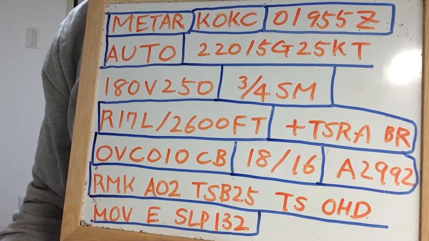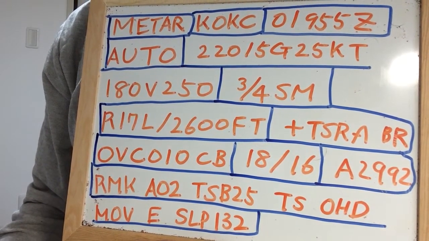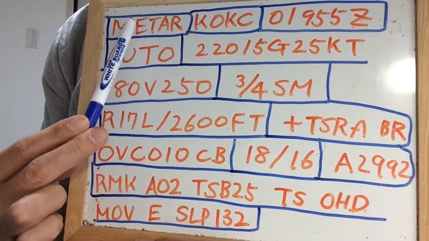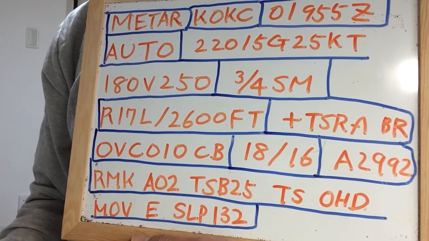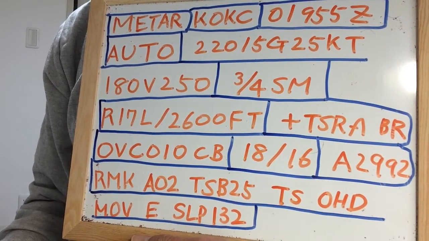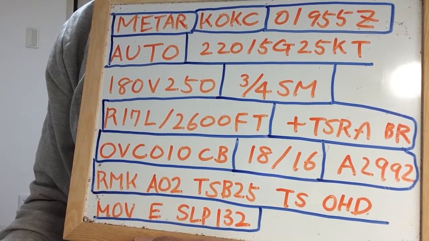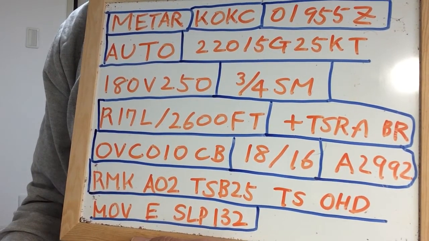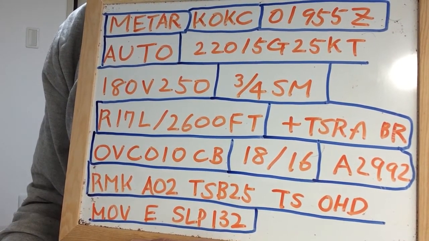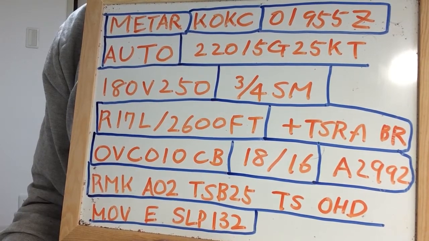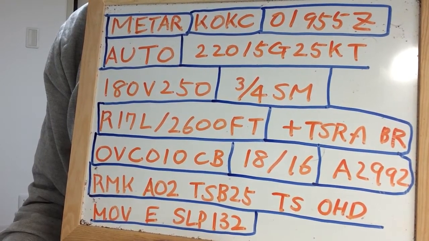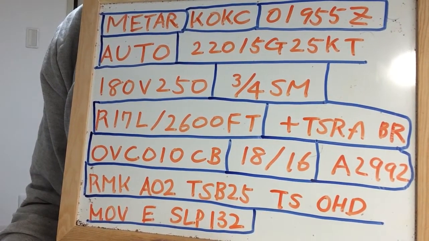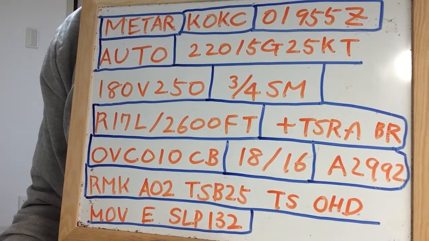METAR or SPECI coding format. Type of report. The type of report, METAR or SPECI, precedes the body of all reports, but may not be shown or displayed on all aviation weather websites.